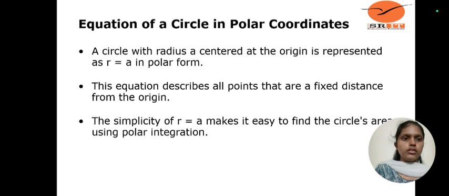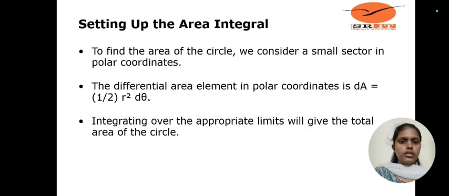Equation of a circle in polar coordinates. A circle with radius a centered at the origin is represented as r equals a in polar form. This equation describes all points at a fixed distance from the origin. The simplicity of r equals a makes it easy to find the circle's area using polar integration.